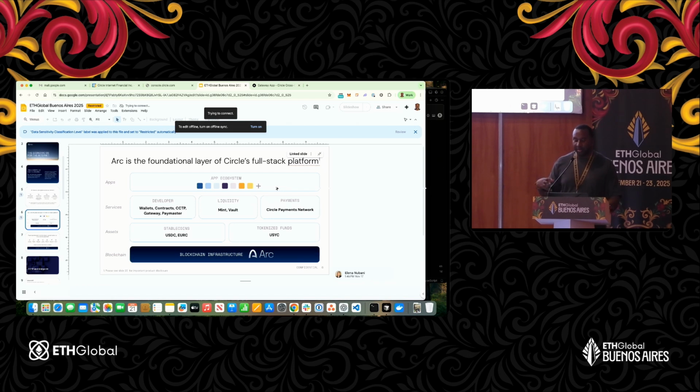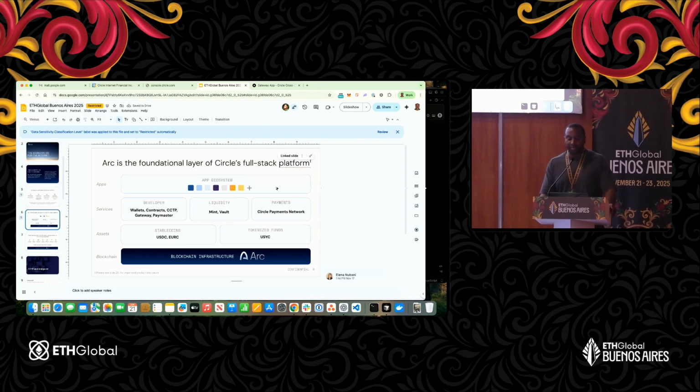And then in the middle, we have our liquidity services. For our financial institutions, we offer Circle Mint and Circle Vault. These are for financial institutions who meet the regulatory requirements for us to offer institutional on and off ramps. And then on the far right, we have Circle Payments Network. Circle Payments Network is basically us building all these relationships with banking partners around the world that want to move money around the world.